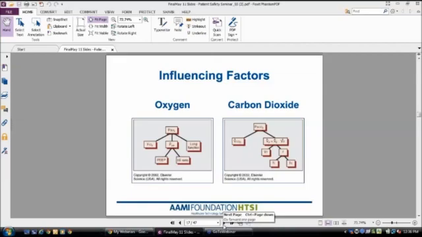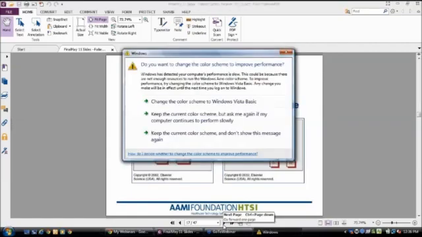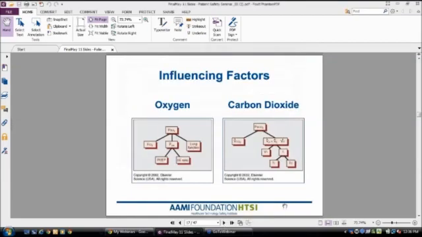PO2 is lower in the alveoli compared to the external environment, which allows for diffusion of oxygen into the alveoli. PCO2, in opposition, is higher in the capillaries than in the alveoli, which allows for diffusion into the alveoli, where it is exchanged during expiration.